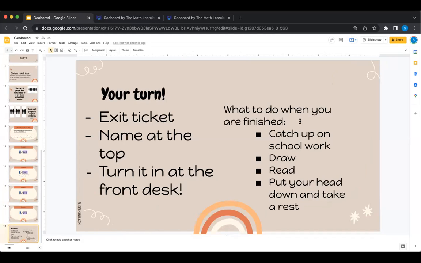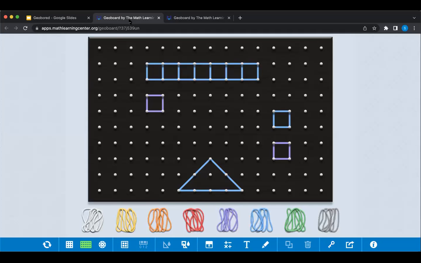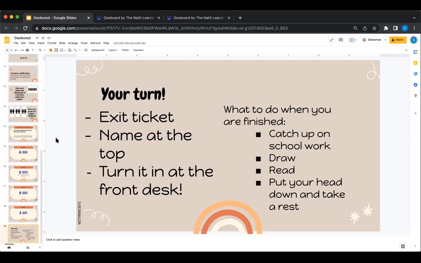When you are finished, you can catch up on schoolwork, you can draw, you can read, or you can just put your heads down and wait for the rest of our class, okay? Tomorrow, we are going to be working on similar problems, but we're going to not use our GeoBoard. We're going to see if we can do it without it, and then check our work using our GeoBoard, okay? Awesome work today, my friends.